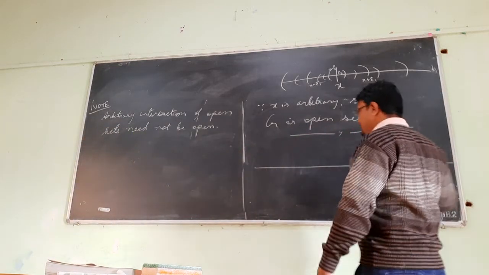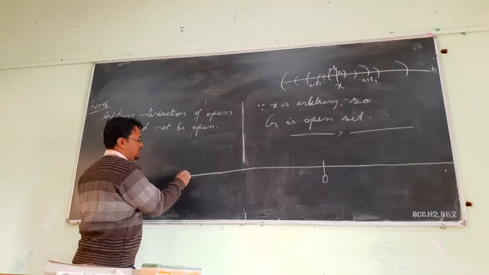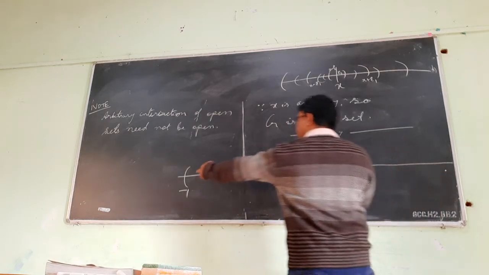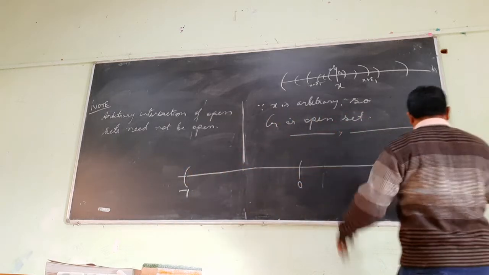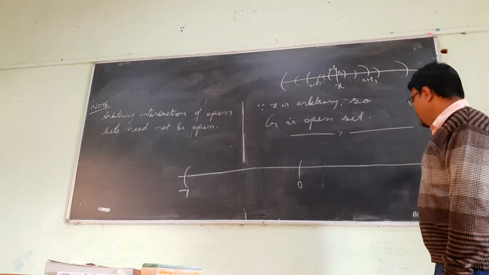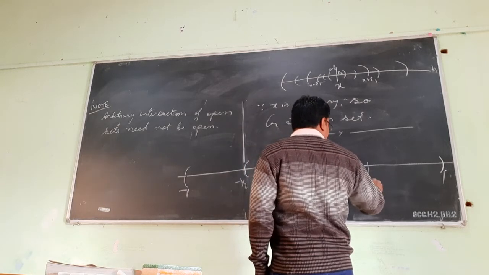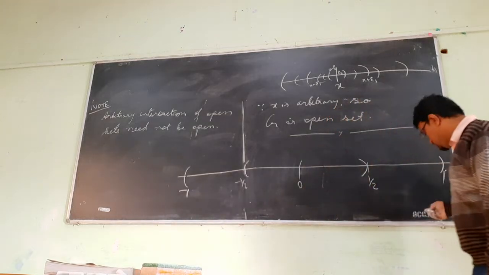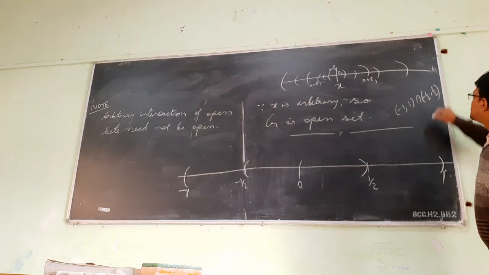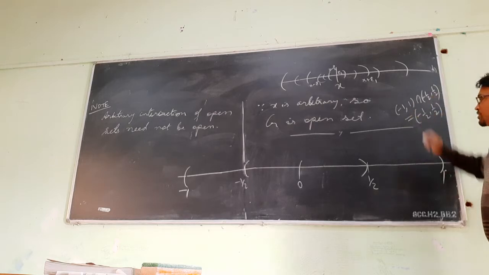Suppose I take the intersection of these. Say I take an open interval minus 1 to 1. Next I take minus half to half, this open interval. What is the intersection of these two? Minus 1 to 1 intersection with minus half to half. It will be the same as minus half to half, because this is a subset of this.